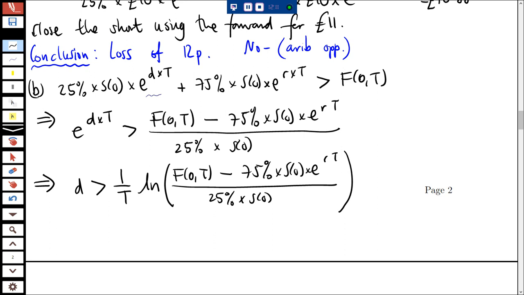And if we drop all the numbers in, okay, put these into the calculator, let's do it. Okay, the fair value is that, 75% S0, divide all that by that, divide by T. On my calculation, I make that 11.8%. Okay, so for any value larger than 11.8%, arbitrage opportunities exist. And that completes question 2.